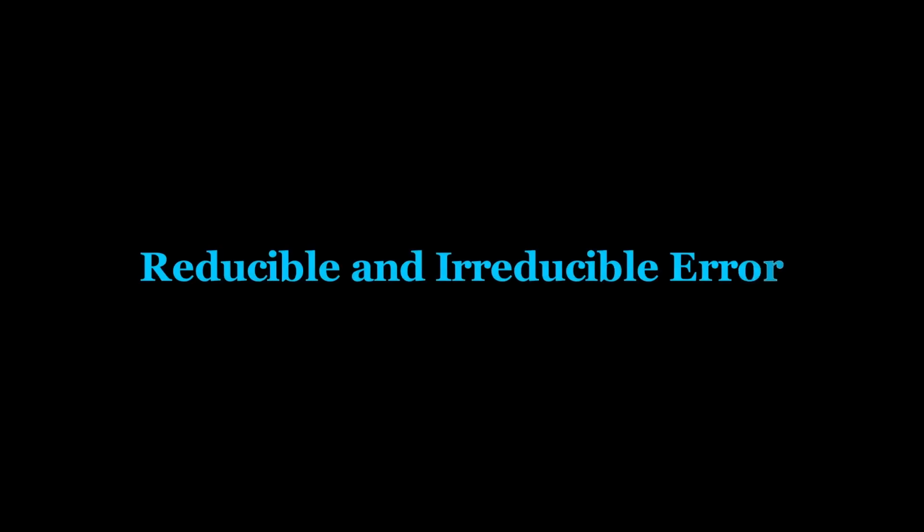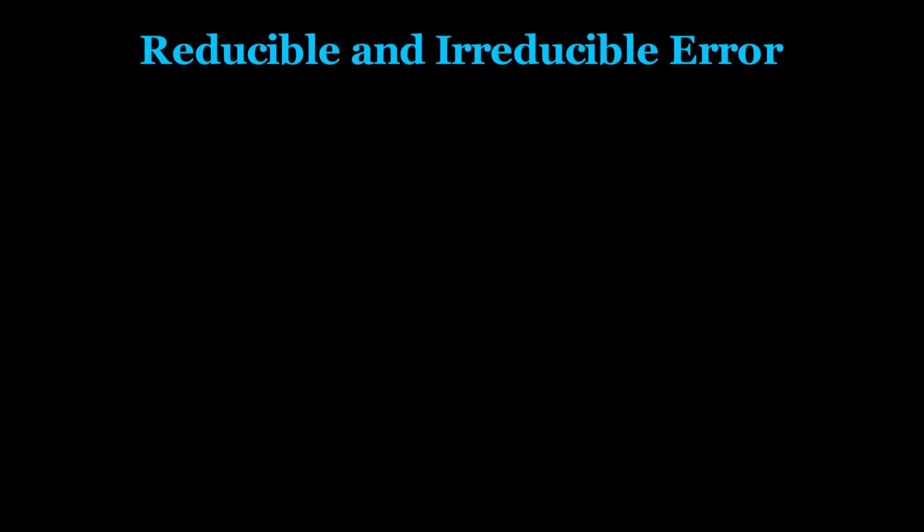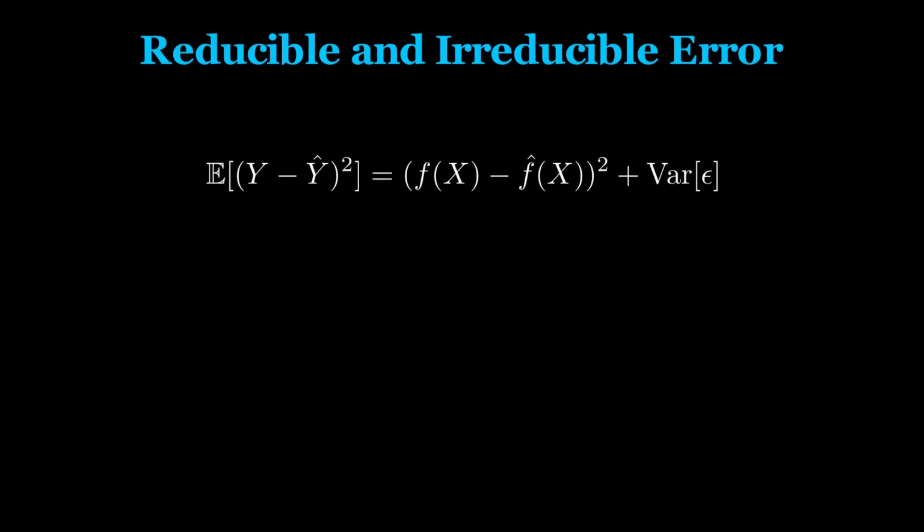How good can our predictions get? The expected squared difference between the actual and predicted values can be decomposed into two components, reducible error and irreducible error. Here is the decomposition. The expected squared prediction error equals the squared difference between the true function f and our estimate f hat, plus the variance of the error term epsilon.